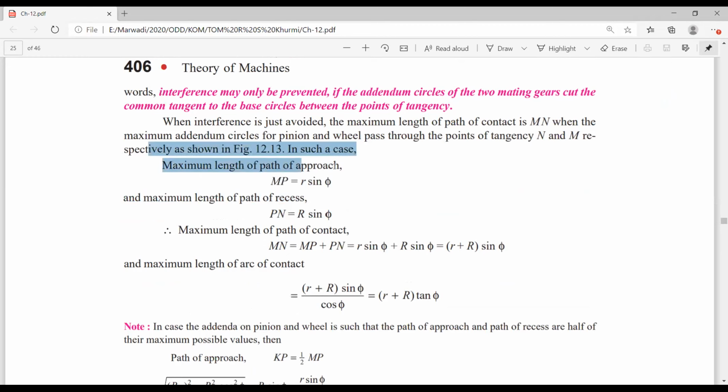Maximum length of path of approach, that is MP, r sin phi, and maximum length of path of recess, that is PN, R sin phi. Why does it look like this? Because we have discussed in the figure from the equation of triangle. And why it is maximum MP and PN, we also did know, right? Still, if you have any query about why we are calling it maximum, then you can ask me.